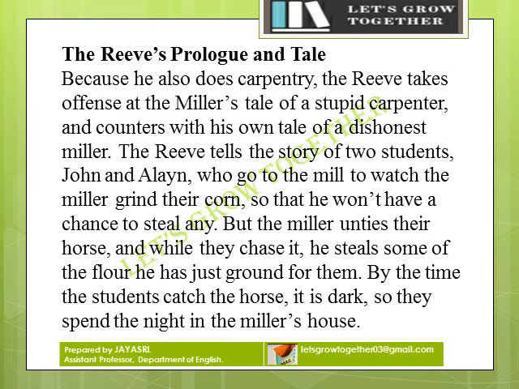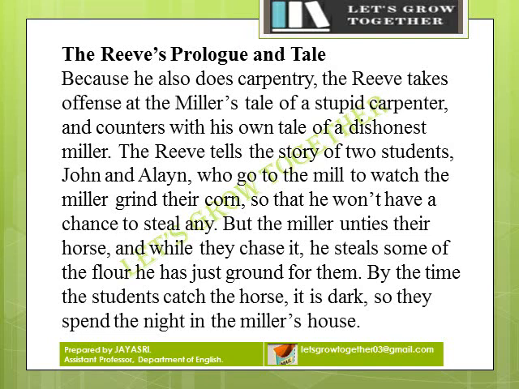The Reeve's prologue and tale. Because he also does carpentry, the Reeve takes offense at the miller's tale of a stupid carpenter, and counters with his own tale of a dishonest miller. The Reeve tells the story of two students, John and Alain, who go to the mill to watch the miller grind their corn, so that he won't have a chance to steal any.